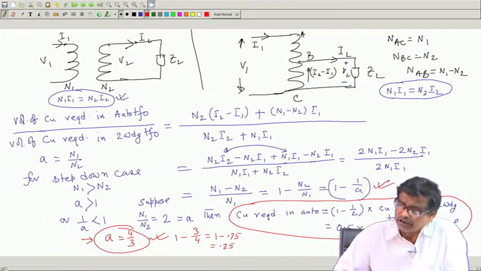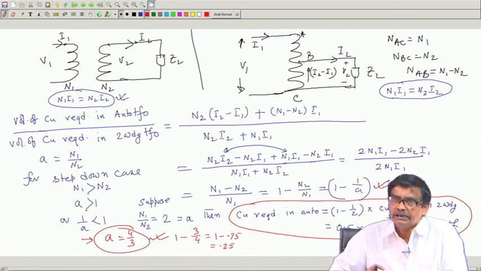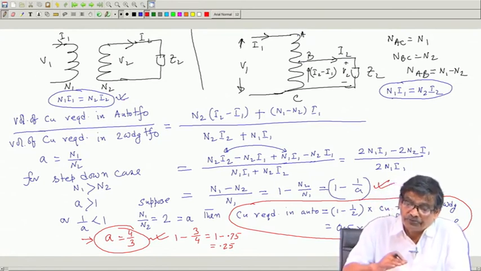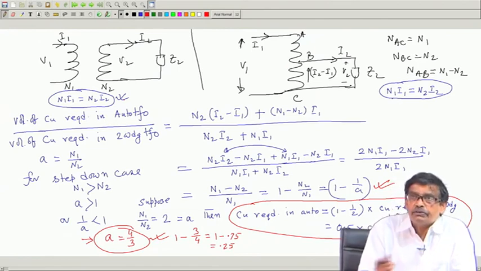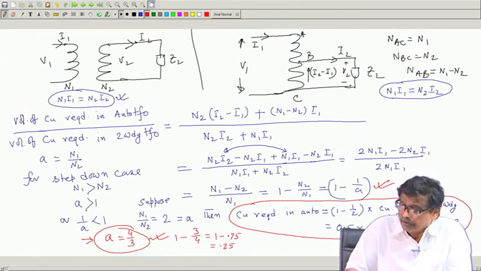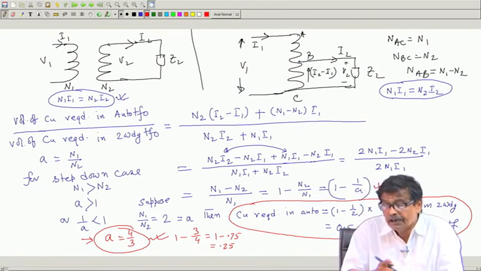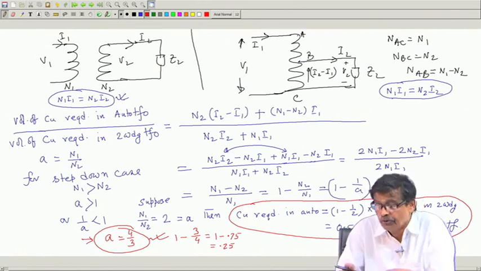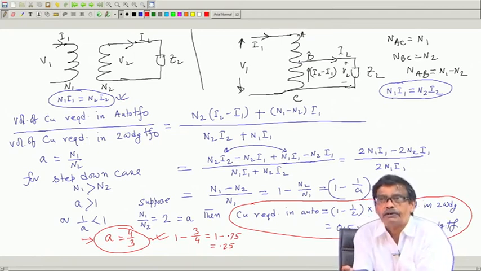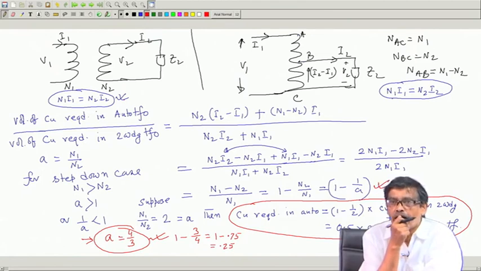Therefore, it looks like savings of copper will be there in an auto transformer of the same rating compared to a two winding transformer of the same kVA, transmitting the same voltage ratios. Therefore, this exercise prompts me to say, whenever you want to use a transformer, out of these two always go for the auto transformer, because savings are there. That is what we get.